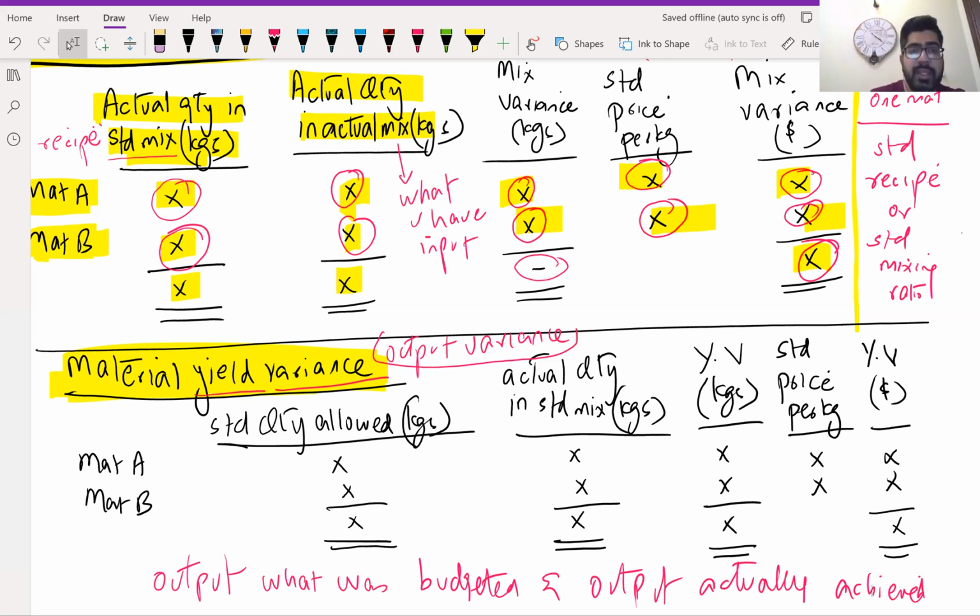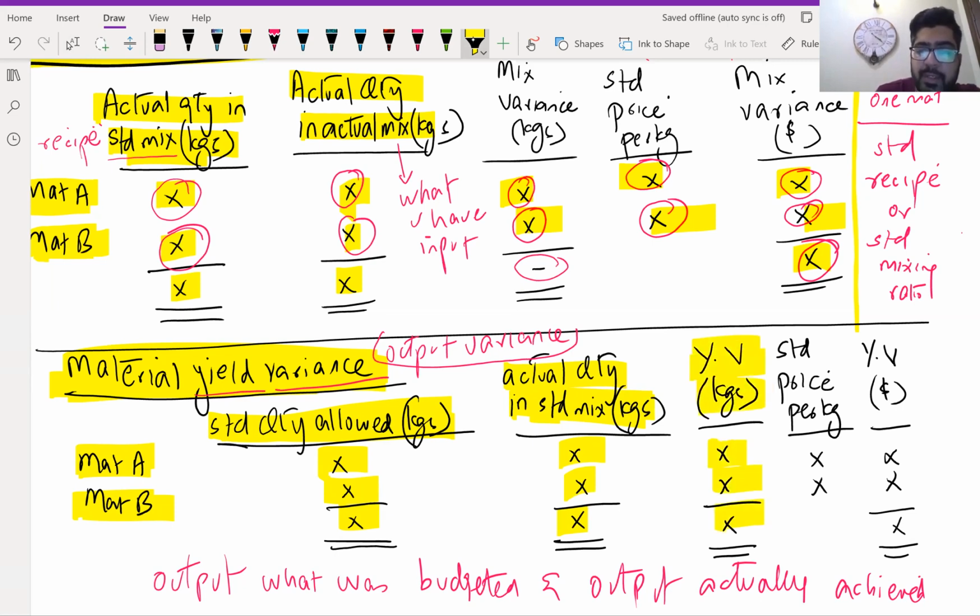Okay, how do we calculate this material yield variance? Again, the format is simple. First two columns are important, the rest are just one-way traffic. Whatever materials are there, make rows of those materials. If there are two materials, make two rows. The first column is called standard quantity allowed, whatever is allowed by management. Compare it with the actual quantity in standard mix. I've told you standard mix is the recipe. Comparison gives you YV, yield variance in kgs. Multiply by standard price per kg, and you get yield variance in monetary terms.